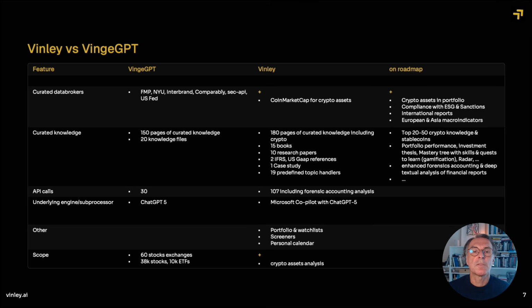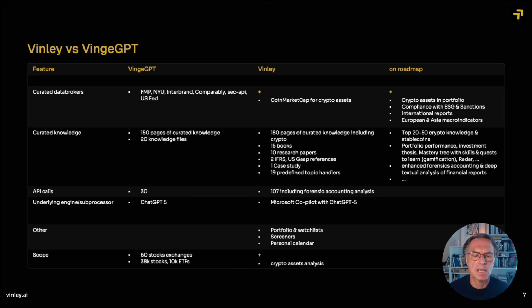So there are a lot of things that are much, much better than what we had in the previous version, which was VinCGPT. You have a lot of functions. We were limited in VinCGPT. We only had 30 functions. Now we have 107 different functions, including forensic accounting analysis that does not exist in VinCGPT. It's existing now in Vinley.ai.